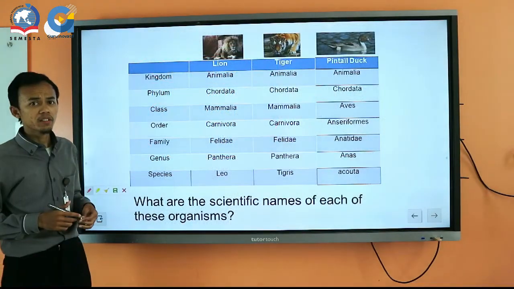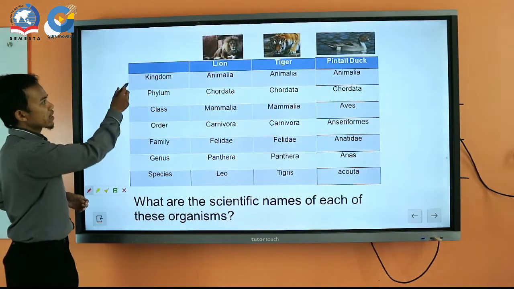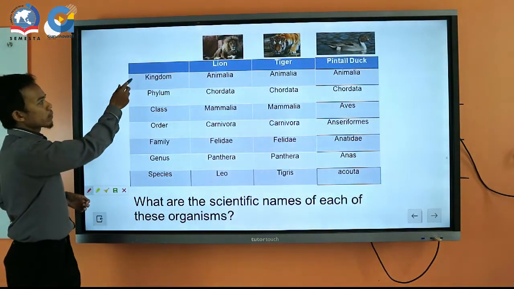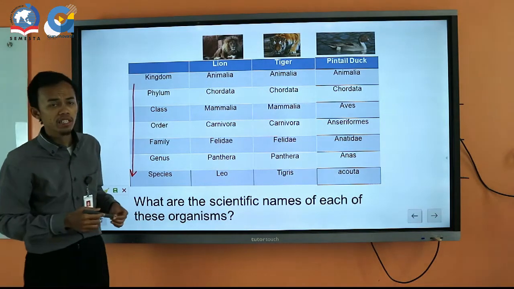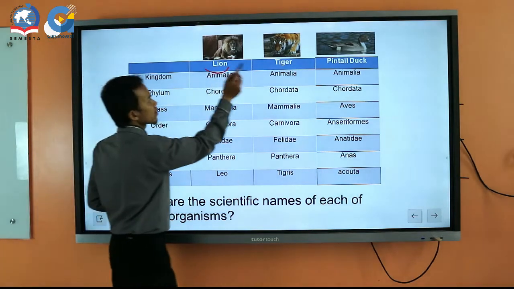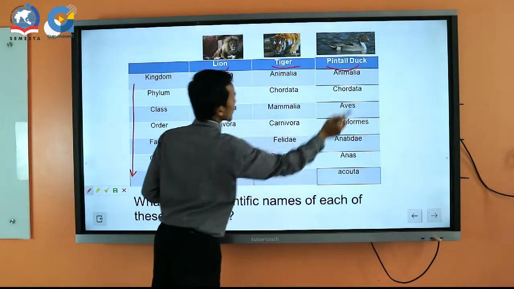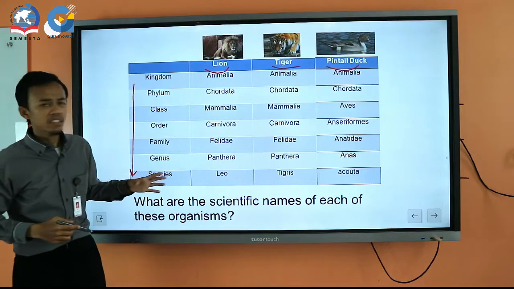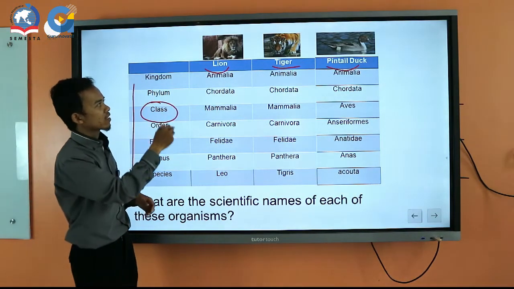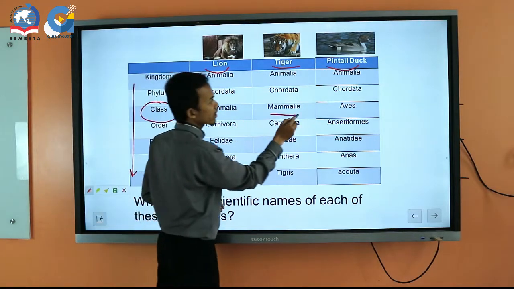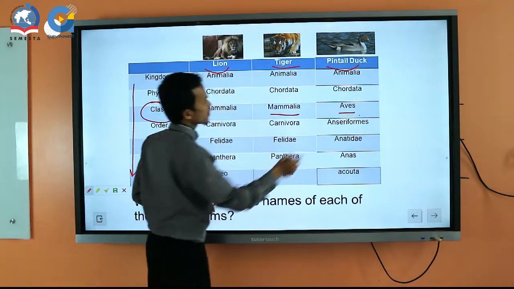Please stay at your screen monitor and you can see this table from the kingdom to species, and you can see there are 3 animals: lion, tiger, and pin-tailed duck. The lion and tiger are totally different from the duck in class. The class of tiger is Mammalia, and the class of duck is Aves.